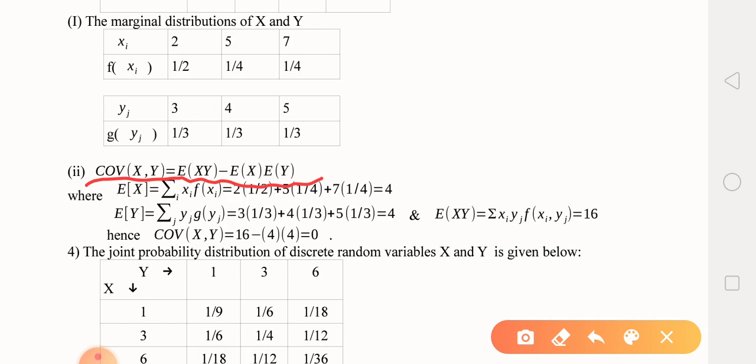Expectation of x equal to summation xi f of xi. Here 2 into half plus 5 into 1 by 4 plus 7 into 1 by 4 is equal to 4. Expectation of y: 3 into 1 by 3 plus 4 into 1 by 3 plus 5 into 1 by 3 is equal to 4. Now we have to calculate expectation of xy.